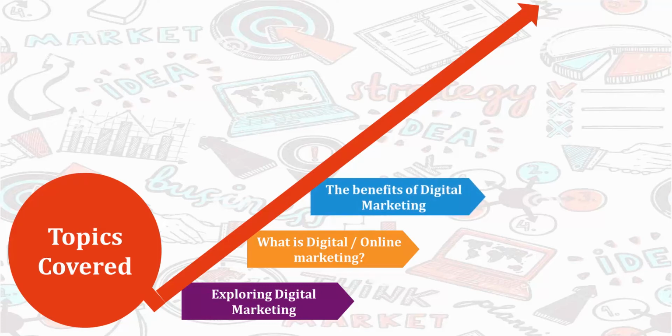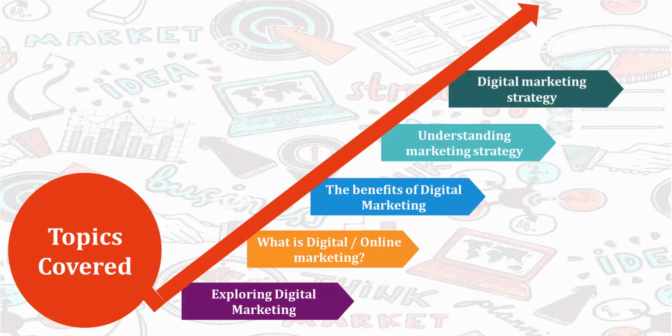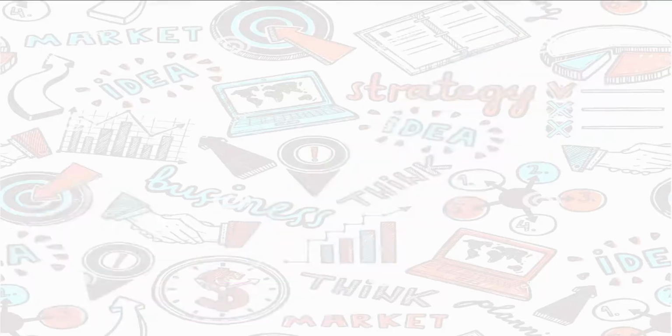The third topic to be elaborated is the benefits of digital marketing over traditional marketing, which is currently going on in the system. The fourth topic is understanding marketing strategy which are being used in case of digital marketing. And the last and foremost is what is digital marketing strategy and how it is to be implemented. We will be emphasizing on each and every topic that we have discussed right now in depth so that you can understand the topic with clarity.